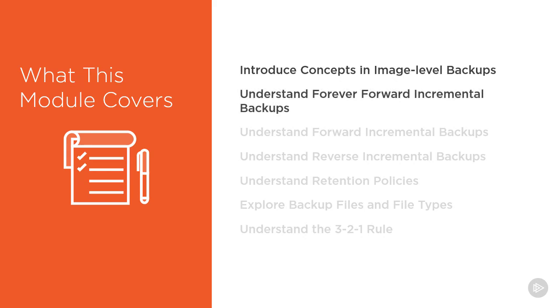The first of these is the forever forward incremental backup, the second being the forward incremental backup, and the third being the reverse incremental backup. Now, what's important here is that these terms don't actually exist in the Veeam console. And so what we're talking about here is actually just a high-level concept that we'll then need to translate into a configuration as we start building jobs later on.